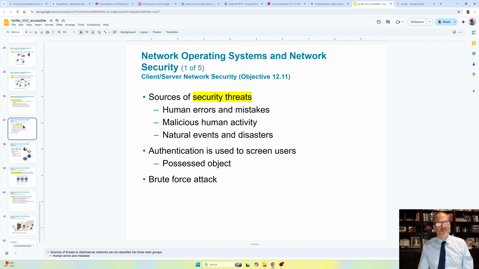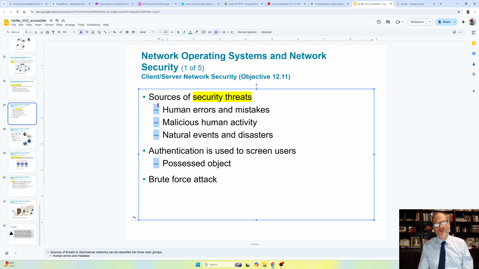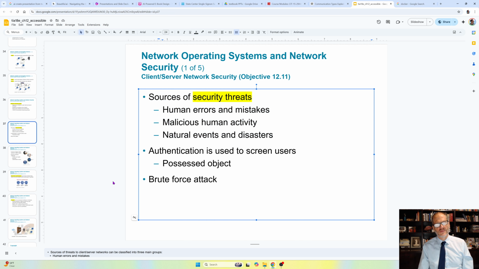Sources of security threats in networks are human errors and mistakes, malicious human activity, and natural events and disasters. The entire network can be destroyed. Authentication is used to screen users, and there are different types of authentication, which we'll talk about in a second. Then we have brute force attacks, where they just try every possible combination of letters, numbers, and characters to try to guess people's passwords. That's a brute force attack.